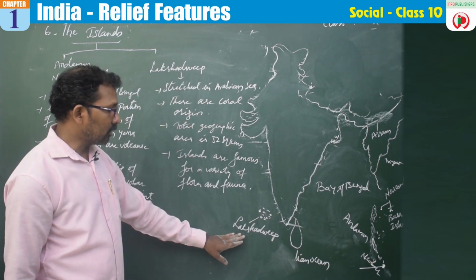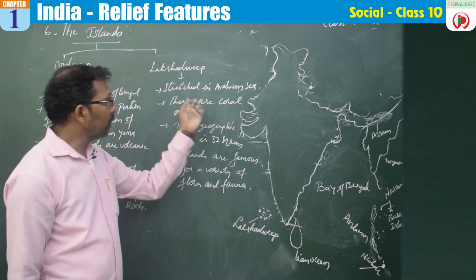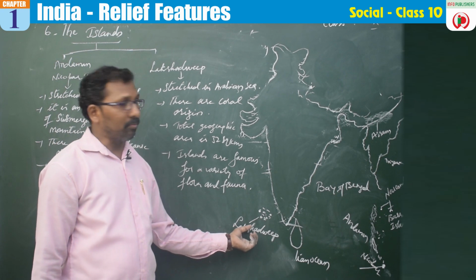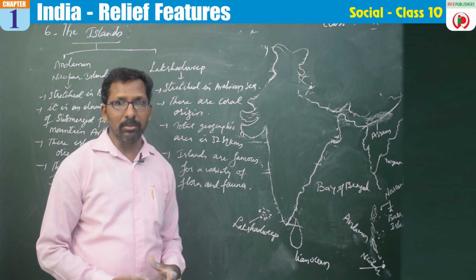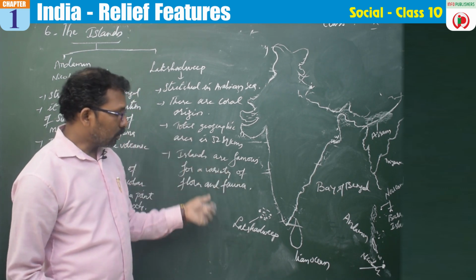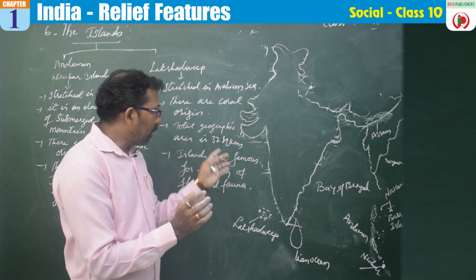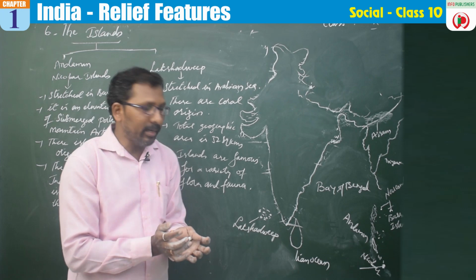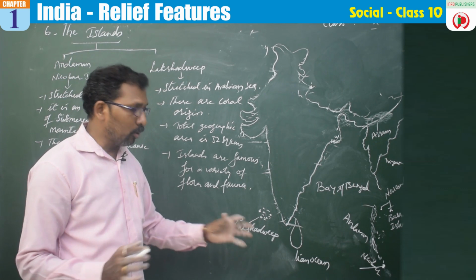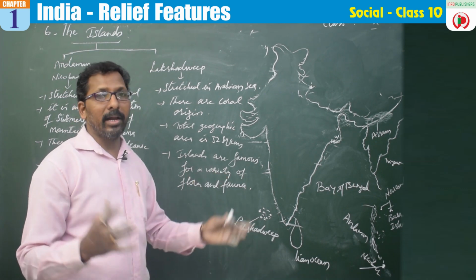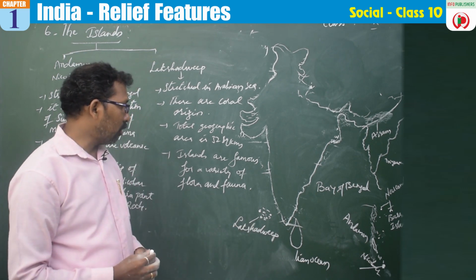And talking about the Lakshadweep Islands, as I told you, they are stretched in the Arabian Sea. These are coral reefs, means coral origin. They are formed because of dead plants and animals. Lakshadweep consists of very small islands, and it completes in 32 square kilometers of area. Whereas the total area of Andaman Nicobar may be around 250 square kilometers, this one is only 32 square kilometers.